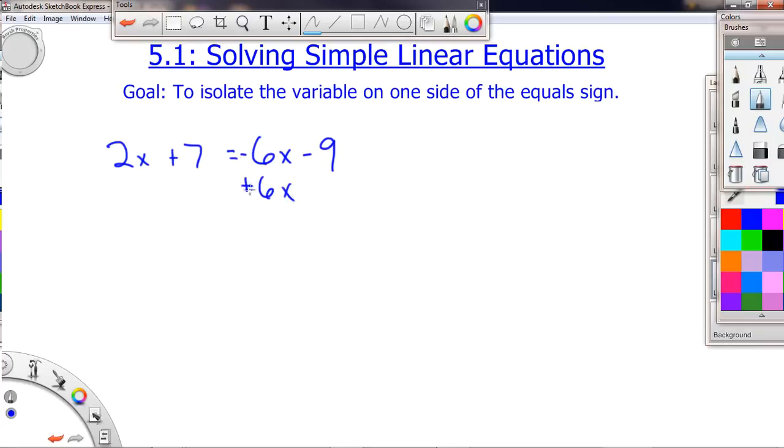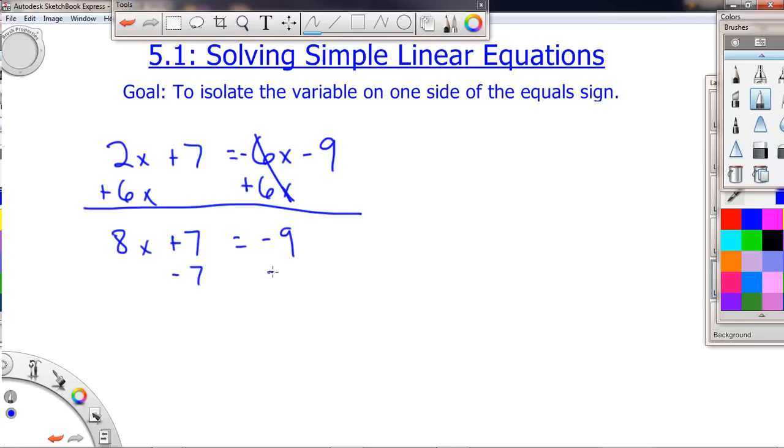Okay? This is negative 6x. If I add 6x, these 2 x cancel. So I'm going to add 6x to both sides of the equation. That'll give me 8x plus 7 is equal to, this is gone, negative 9. Okay, and now I have just a basic equation. I have multiplying by 8 and adding 7. Get rid of the 7 first.